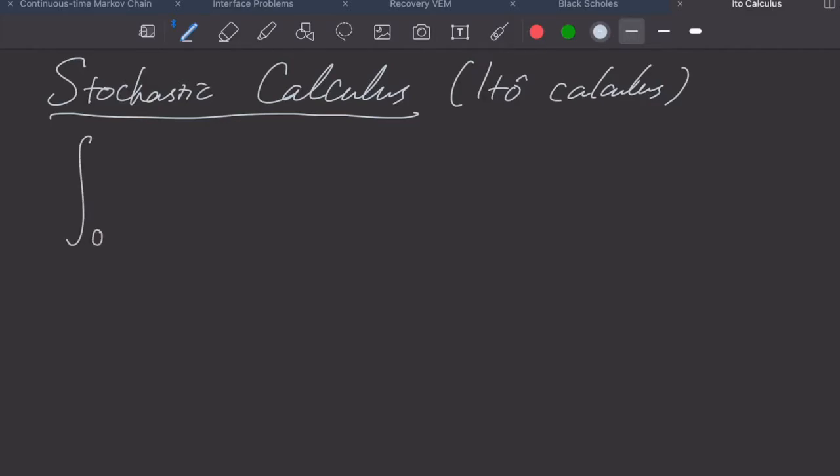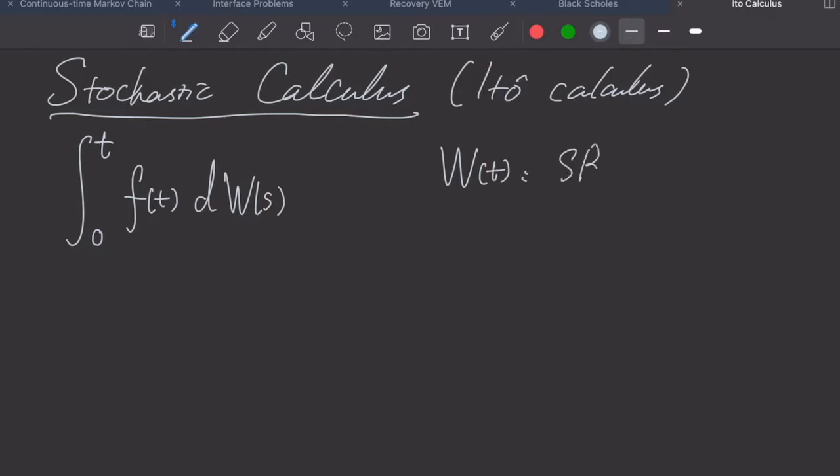That is, we'll learn how to rationalize this integral. So this d is our Ito differential operator, and of course W of t is our standard Brownian motion for t greater than or equal to zero, and our f of s, sorry, this should be f of s, and our f of t is just a deterministic function, okay?